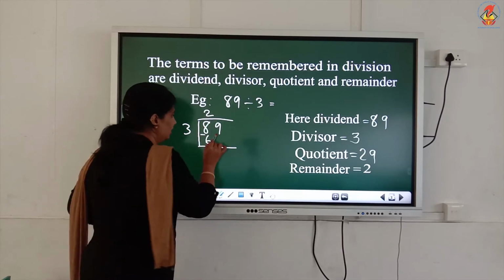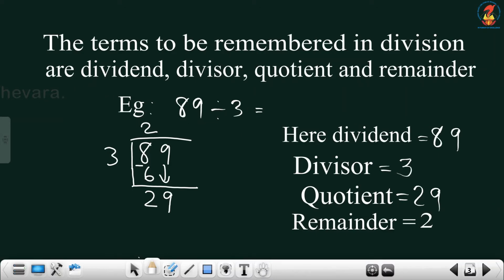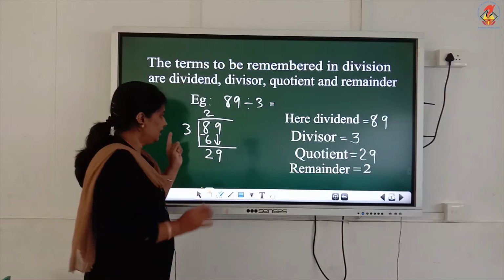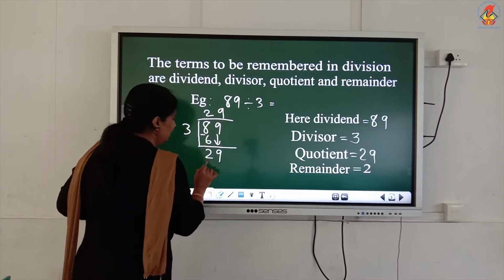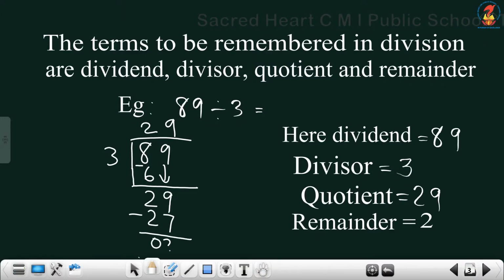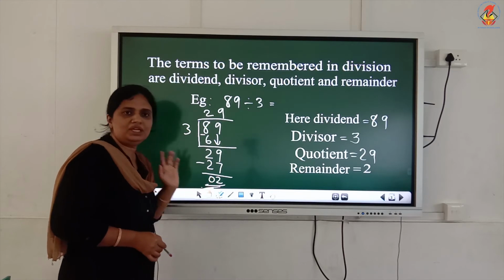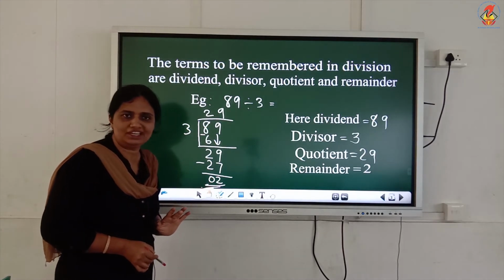Next digit is 9. Then 3 into 8 equals what? 3 8s are 24, 3 9s are 27, 3 10s are 30. So I need to take what only? 3 9s are 27. And the remainder is 2. Is it clear? Here dividend is 89, divisor is 3, quotient is 29 and the remainder is 2. Is it clear?